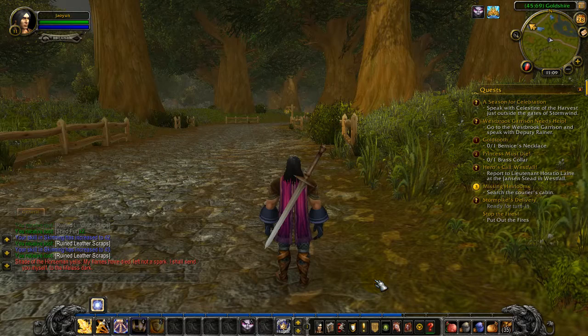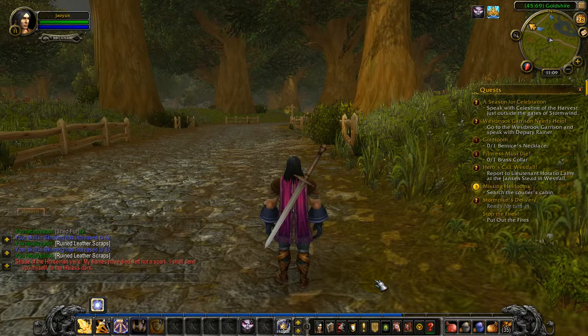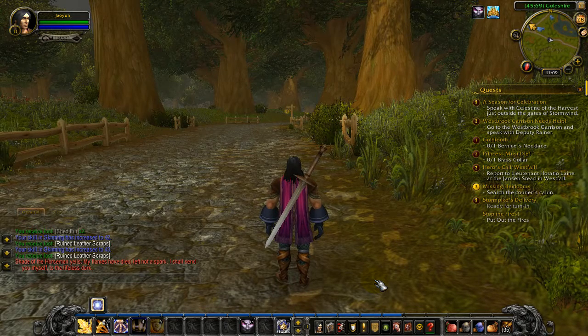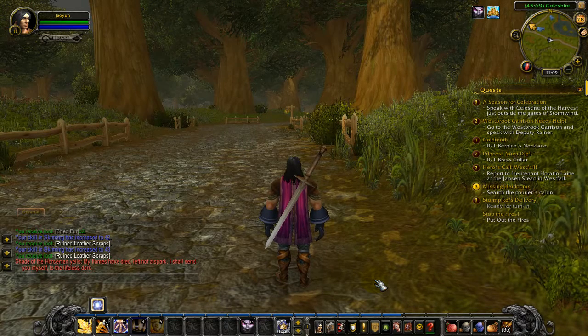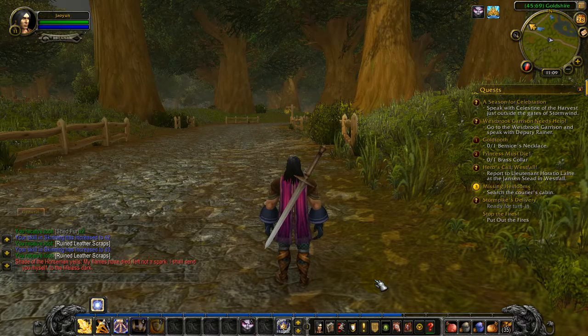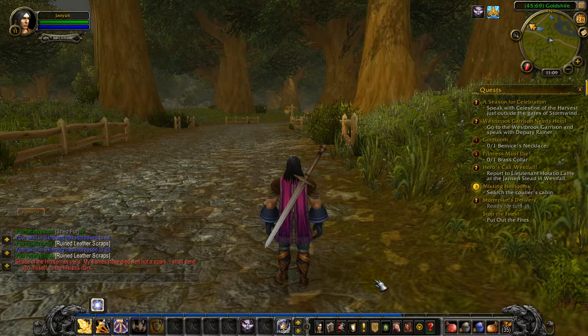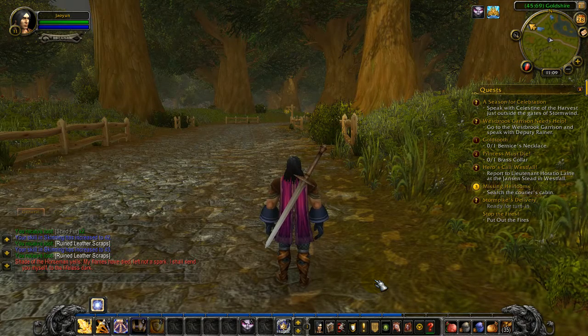The topic for today's World of Warcraft math lesson is scale factor. So what is scale factor? Well, let's talk about what we're going to use it for first, and then once we have used it, you'll understand what it is.